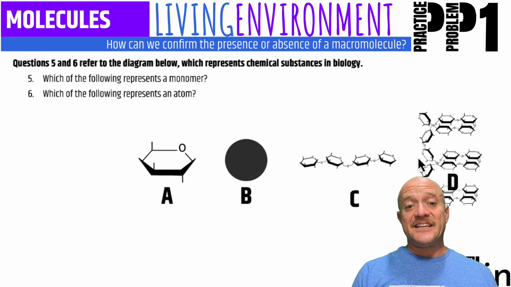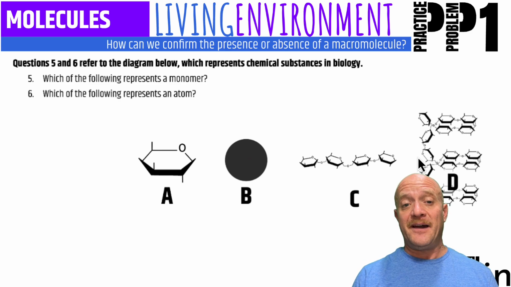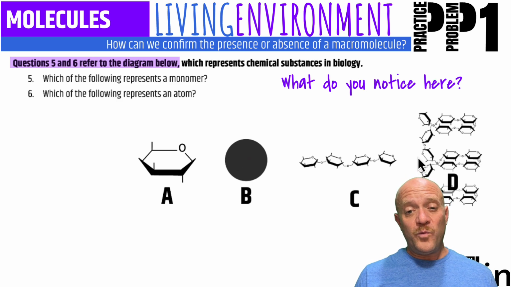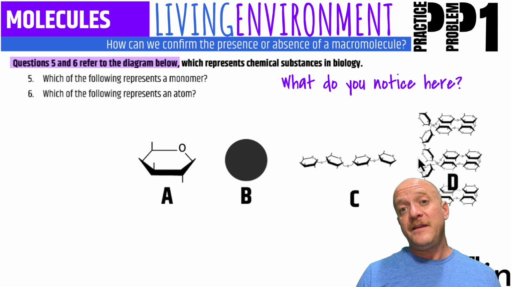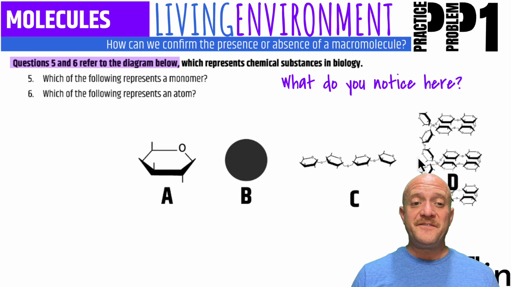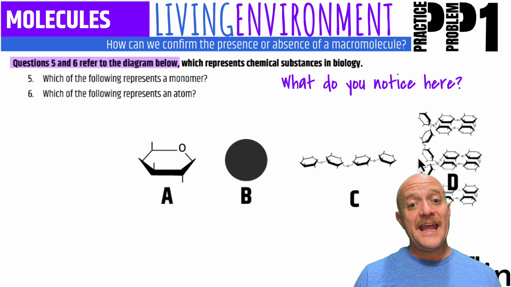Questions 5 and 6 refer to the diagram below, which represents chemical substances in biology. Again, I see a stimulus-related question because we have to look at these diagrams. So you need to figure out and ask yourself, what do you notice here? Try to make sense using some of the vocabulary terms that we identified and try to indicate what these could represent. Now question 5, which of the following represents a monomer?